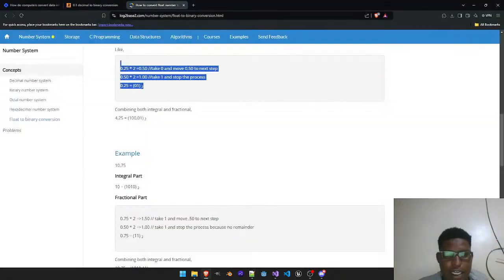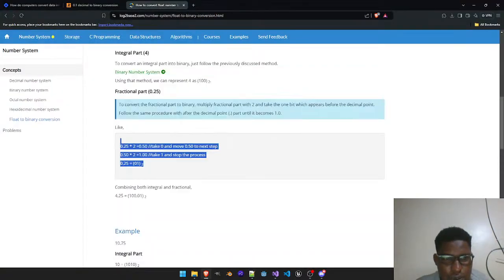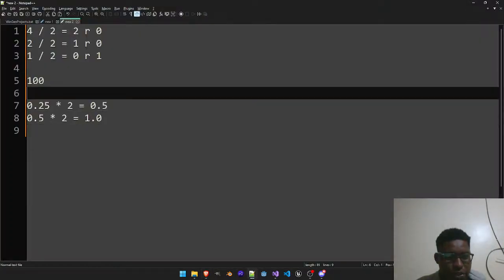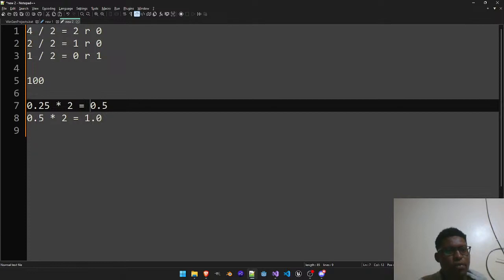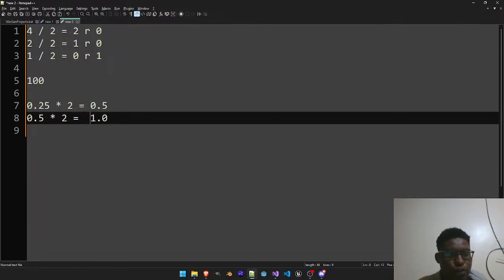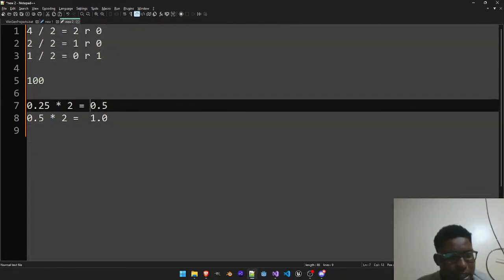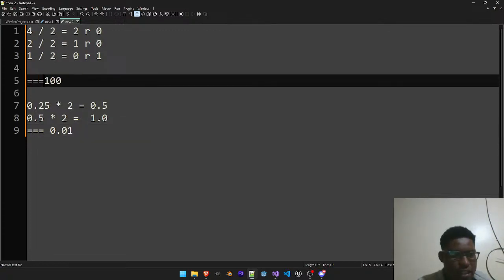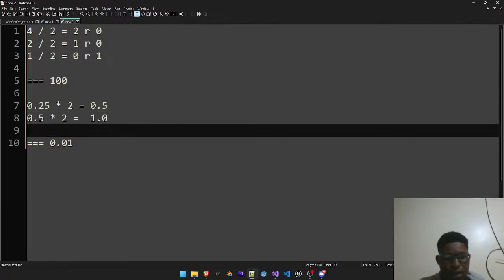So we do this until it becomes 1. Now the order changes. Since we are dealing with floating point numbers, instead of taking the remainders down going up, we take the bits up going down. So this one would be 0.01 in binary. That would be the value in binary.